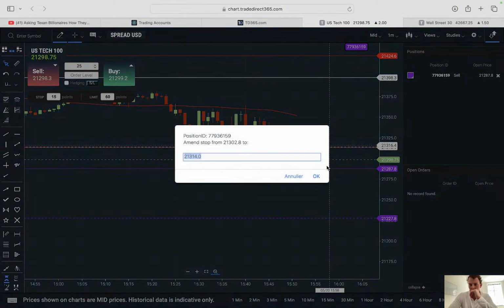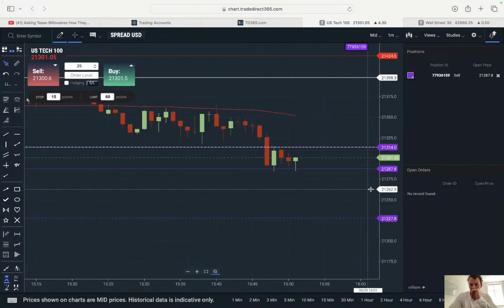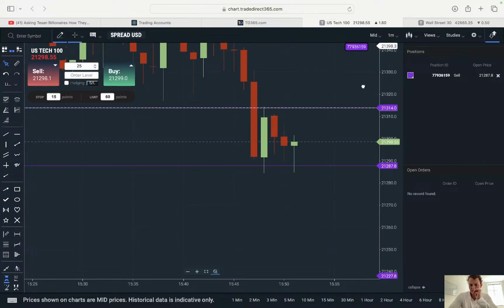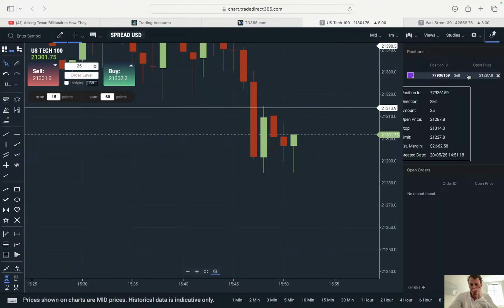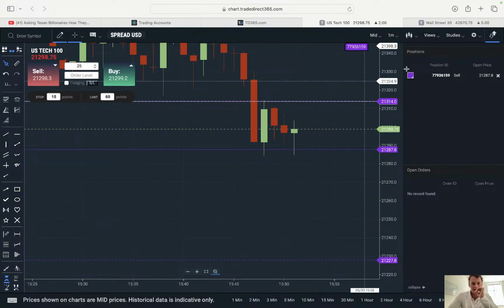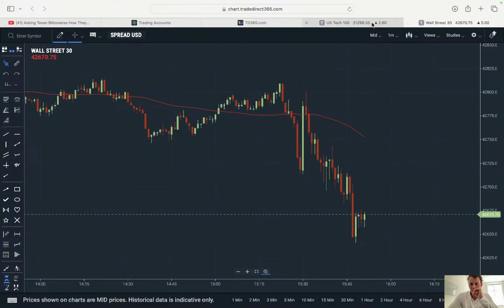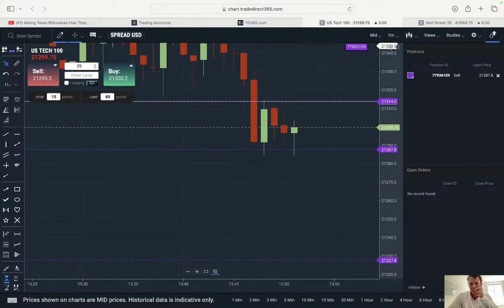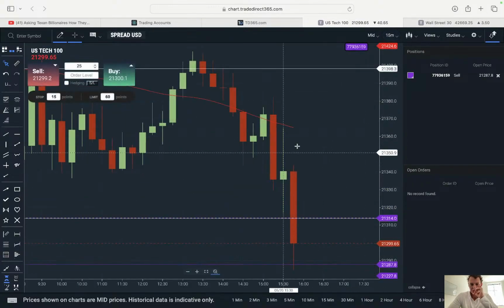Just moving a stop loss so I don't get stopped out immediately. Let's see here. Yeah, it's not really there. It looks like it's gonna be a long day today. We keep holding. I think it's gonna push up now. Looks very strong. Looks like it's gonna be a long day today.